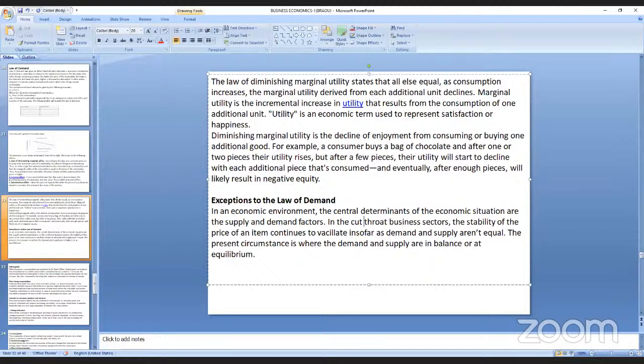Both will not be equal. One is up means the other one is down. Okay. The present circumstance is where the demand and supply are in balance. That is an equilibrium. Understood?